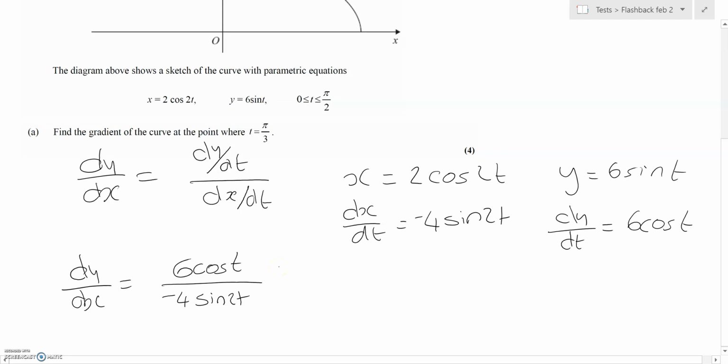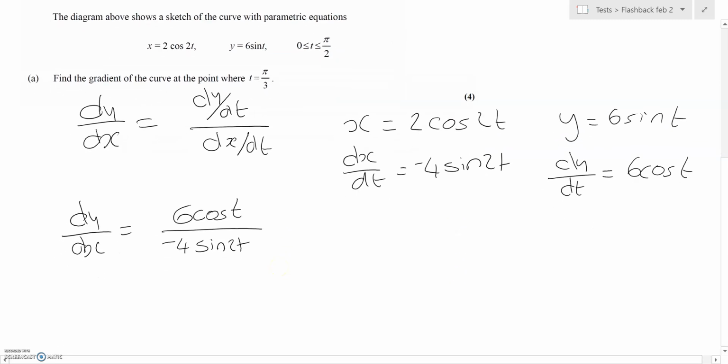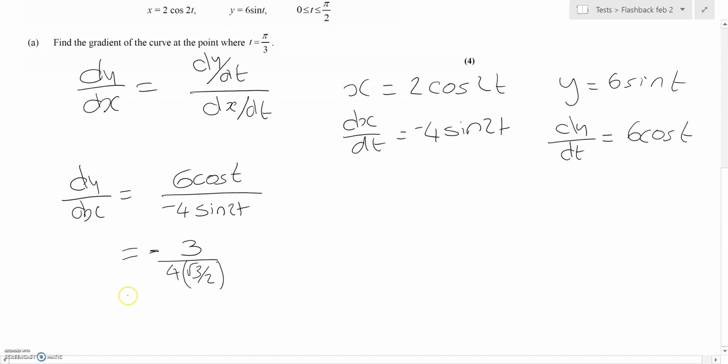And then we've been told that t equals pi by 3, so let's sub in t equals pi by 3 into there. So 6 cos of pi by 3 is equal to 3, divided by 4 sin of 2 lots of pi by 3, and that's 4 times root 3 over 2, remembering that there was a minus there. If you simplify that, you should get minus root 3 over 2.